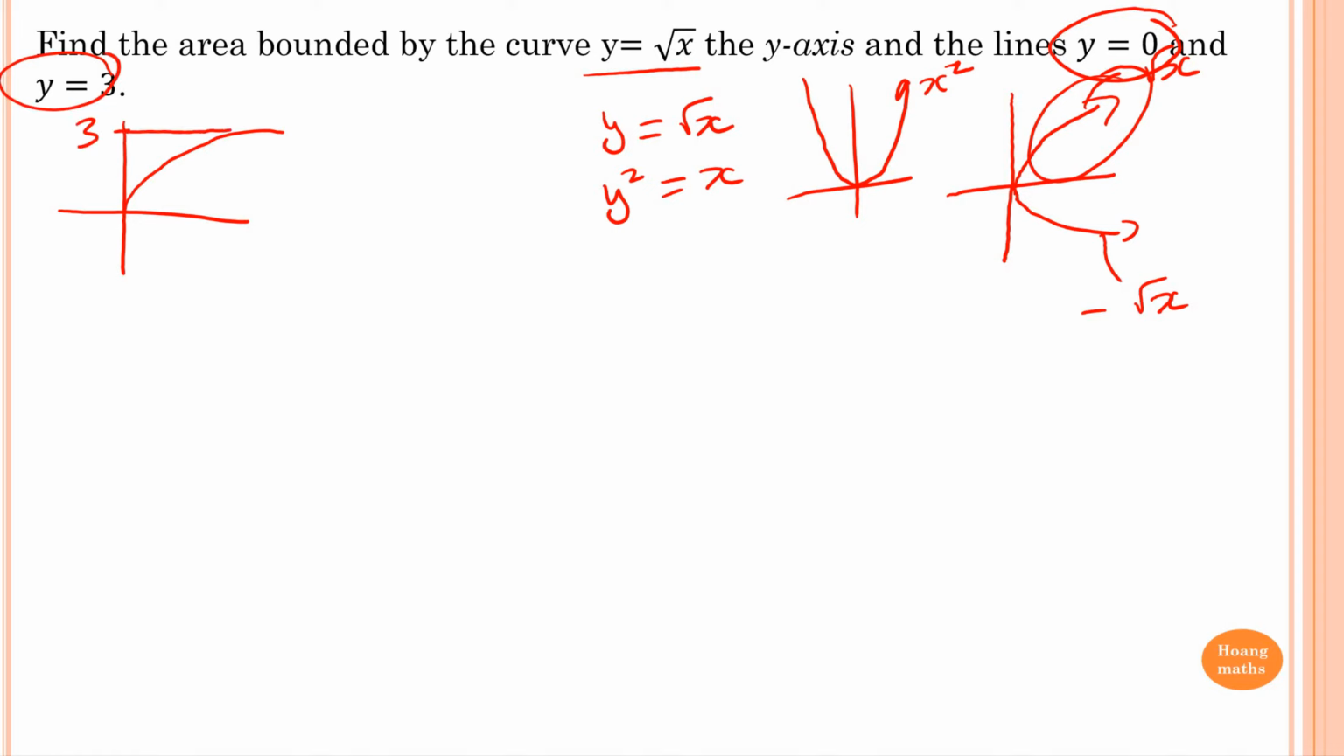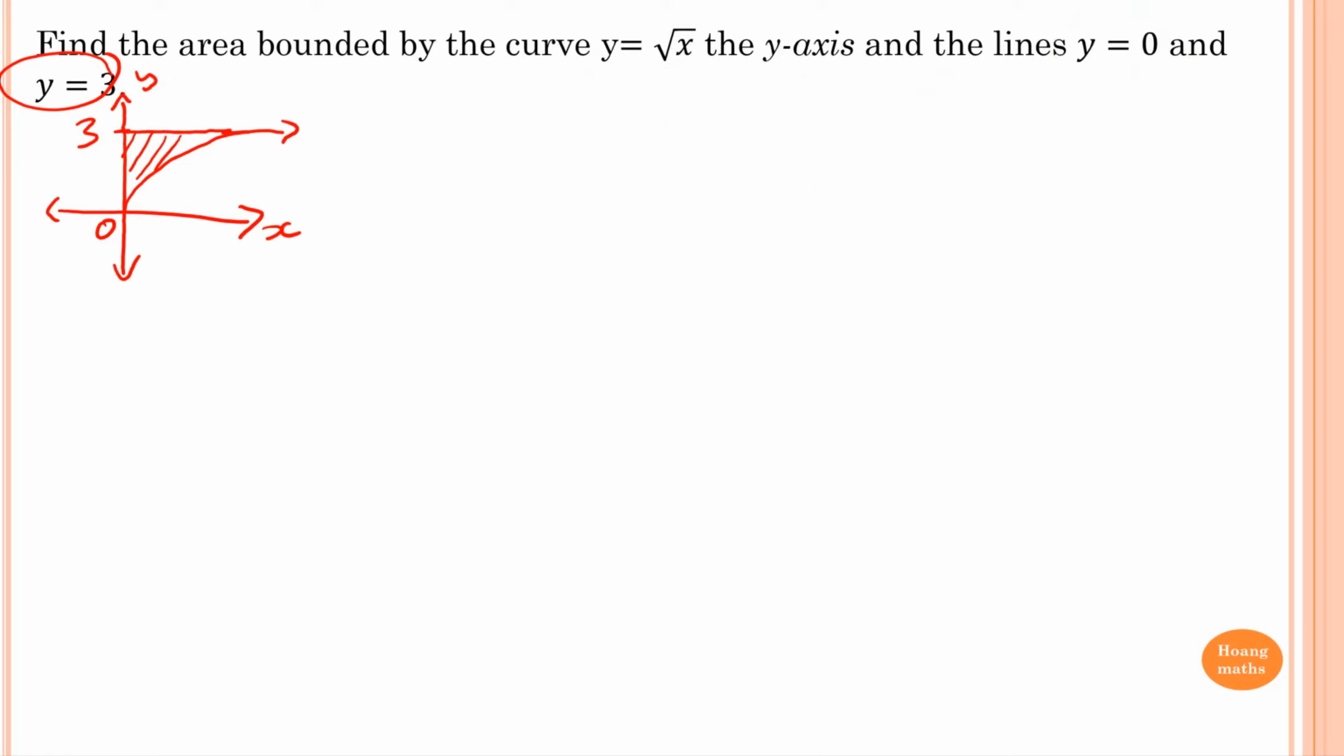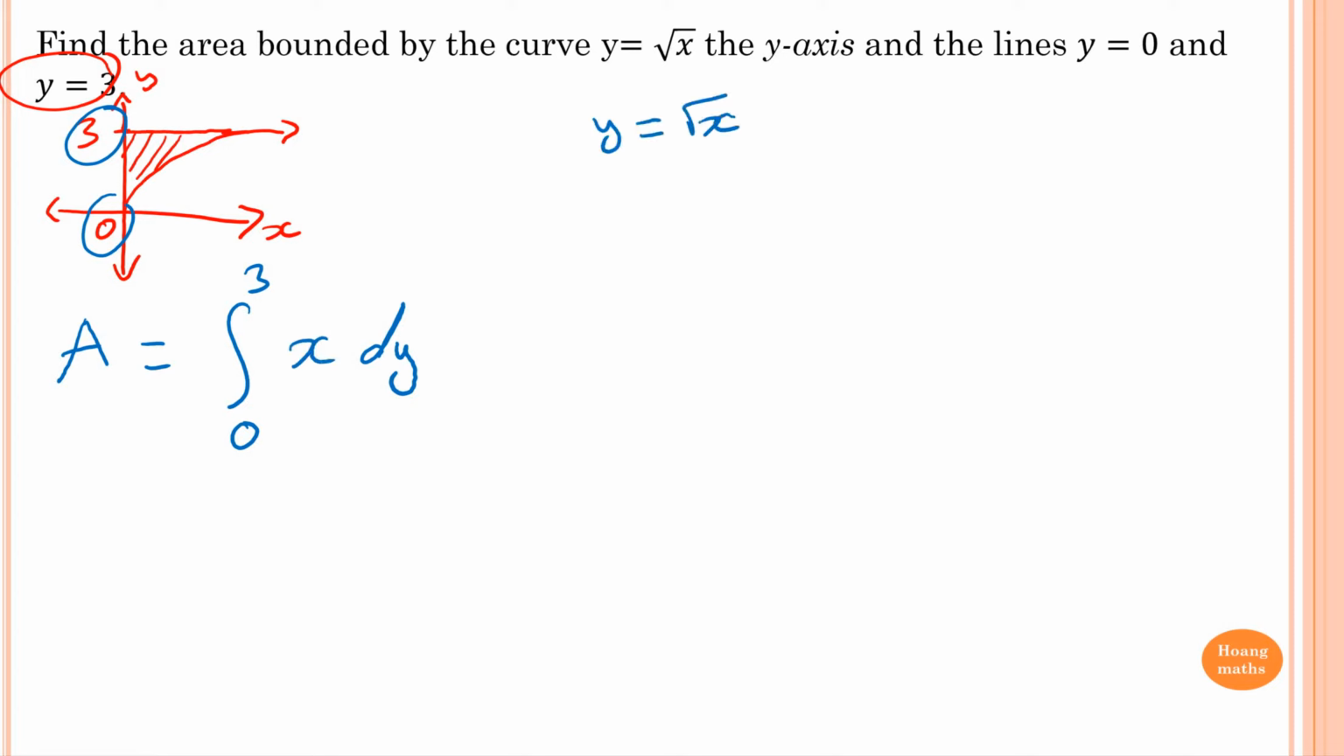So what we're looking for is this area here, from 0 all the way to 3. So the area A is equal to the integral from 0 to 3 of, of course, the y values, so dy, and x as a function. We know that y is equal to the square root of x. If we square both sides, that means y squared equals x. So x is y squared, which is equal to the integral from 0 to 3 of y squared dy.